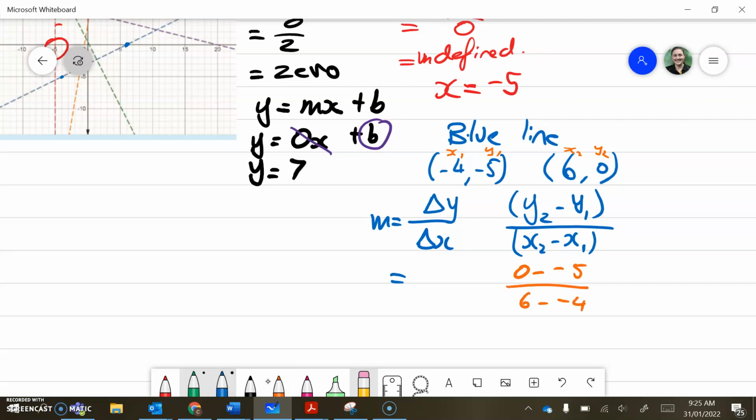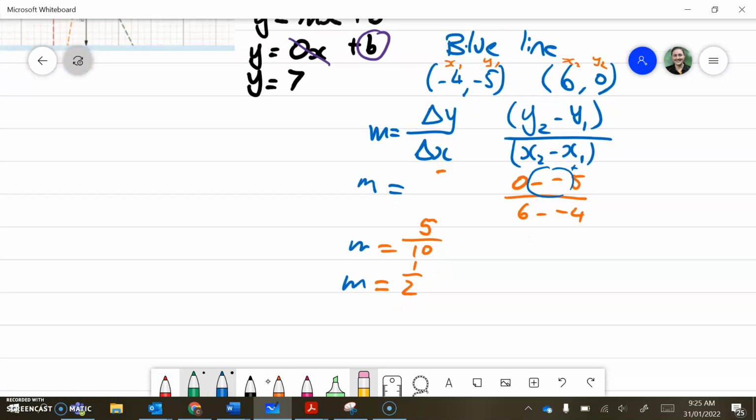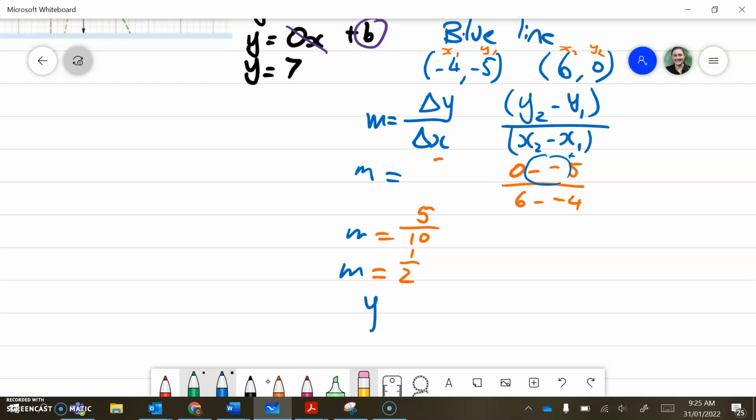Now remember from last year that if you minus a negative, it becomes a plus. So we've got 0 minus -5, so that's going to equal 5. And 6 minus -4 is 10. So here our gradient is going to be a half. Sorry for the colour change halfway through. So if our gradient is a half, what that means is when I write my equation, I've got y equals a half x plus b.